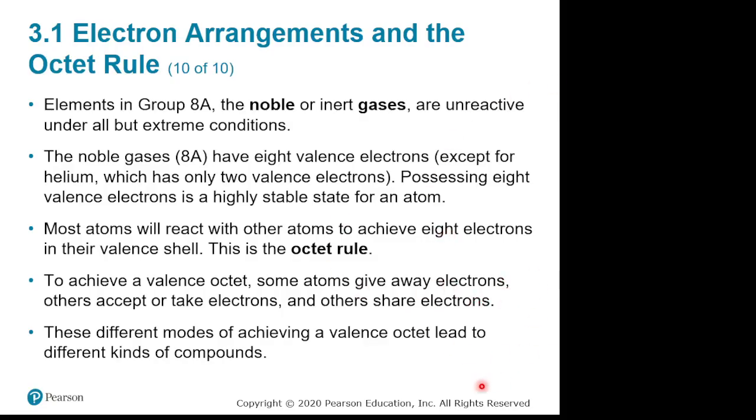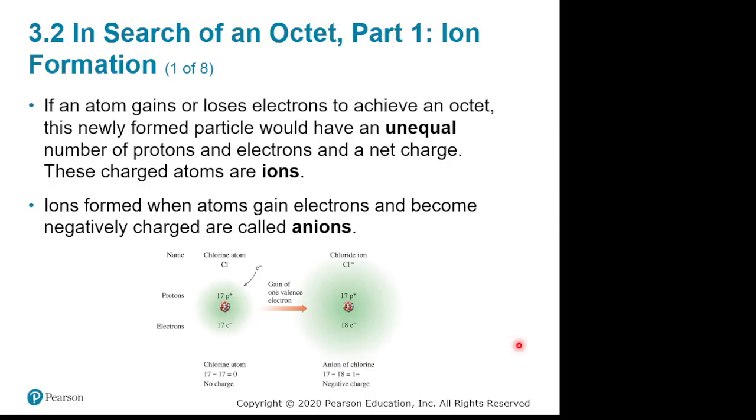So anyways, the different modes of achieving a valence octet are going to lead to different kinds of compounds: losing electrons, gaining electrons, or sharing electrons so you can get the full octet. There are some really unique things where you have, like, boron, and it will give 3 electrons, but still kind of keep them. So you get some really fun stuff sometimes.